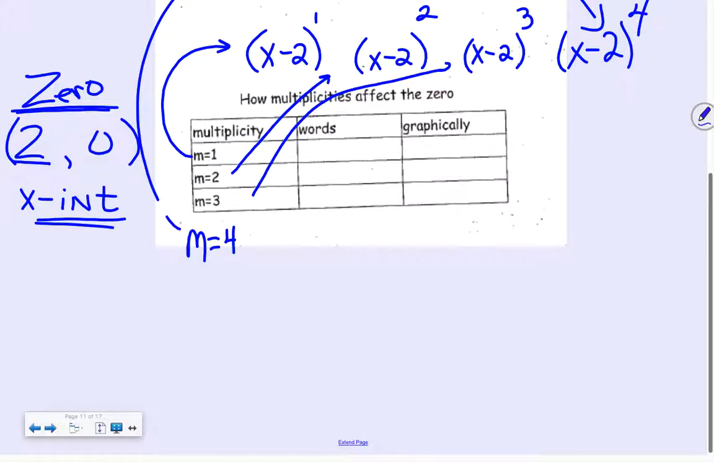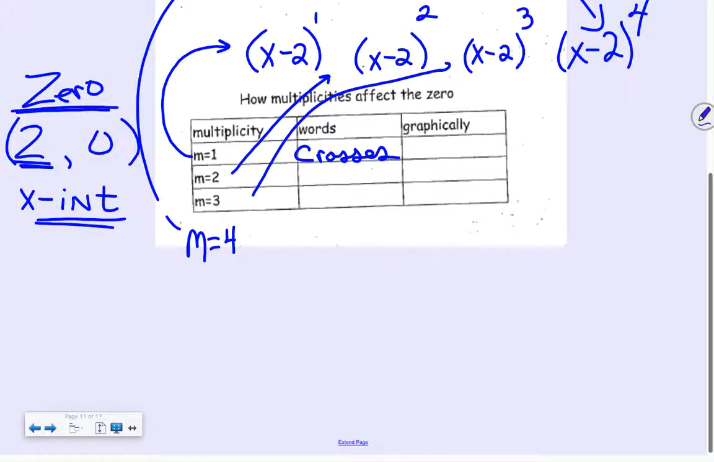They're your x-intercepts. So if you tell me 2 is a 0, I know it crosses the x-axis where? At 2. Okay, now let's fill this in. If the multiplicity is 1, in your own words, how does it affect the graph? Well, I would like you just to write this. If you have multiplicity of 1, your graph will cross the x-axis at 2.